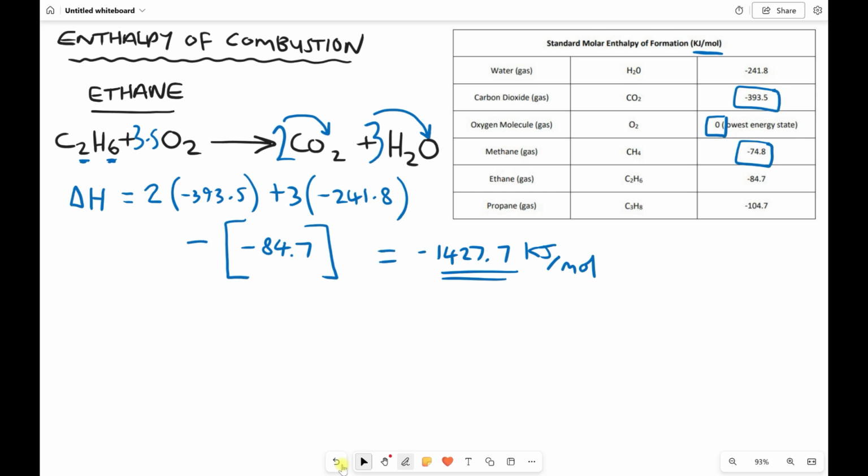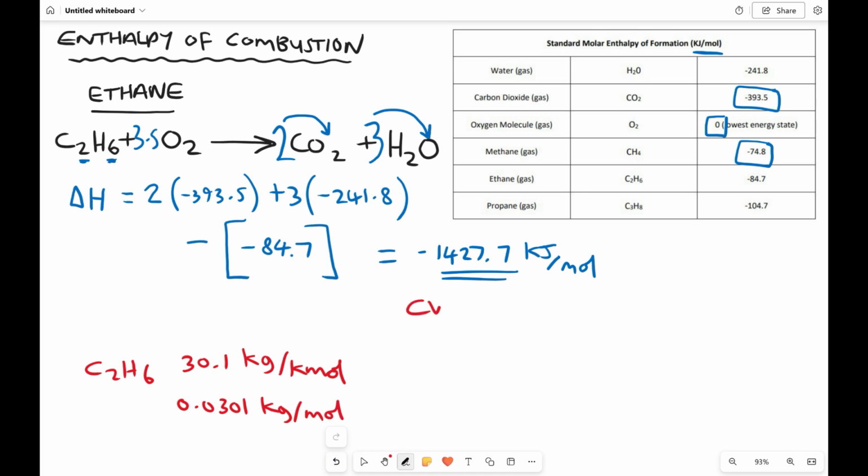So next then, we're interested in our molar mass of C2H6. Well, the molar mass of C2H6 is 30.1 kilograms per kilomole, or 0.0301 kilograms per mole.